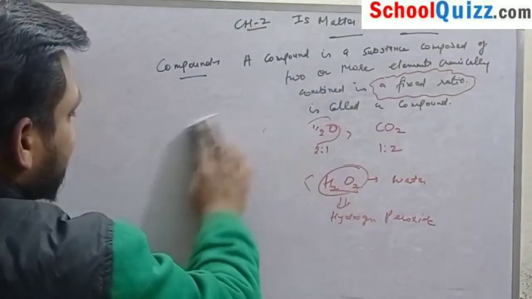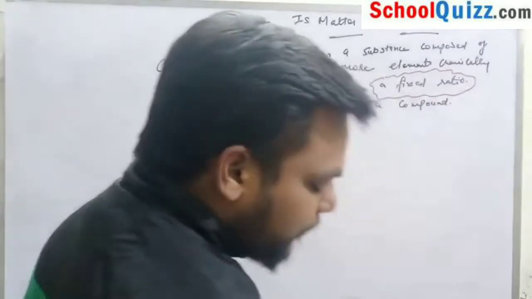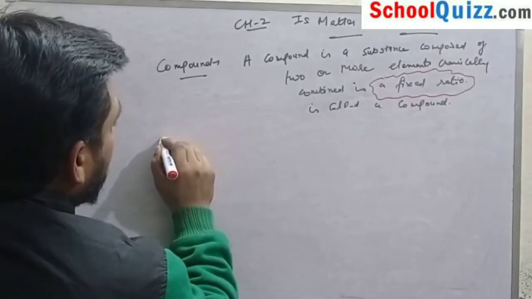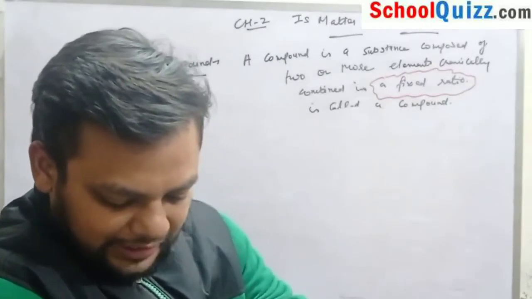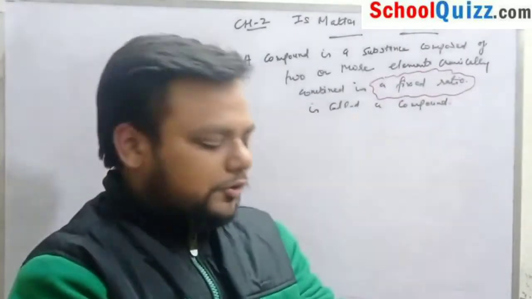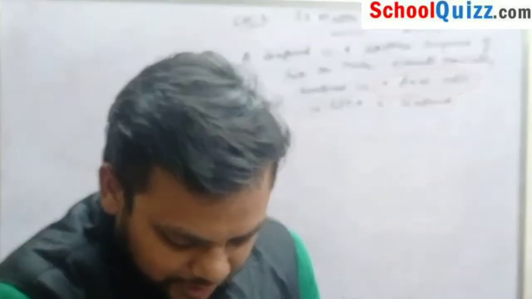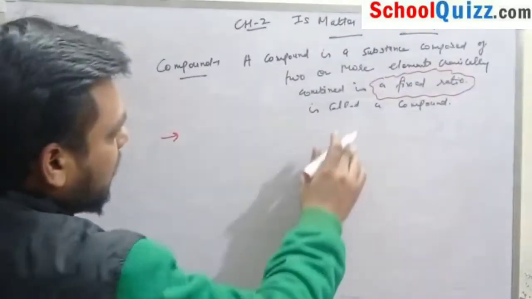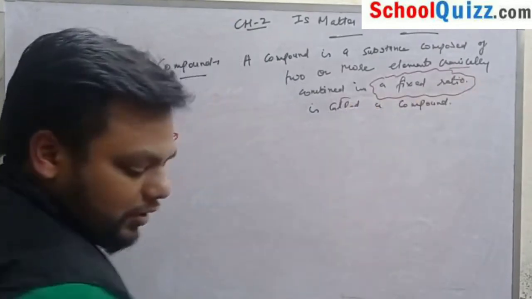So now we will discuss the main characteristics of a compound, the major points of a compound. We will discuss them one by one. The first one is that definite elements are present in a definite ratio. We have already discussed this. The second one is that elements combine chemically to form a compound.